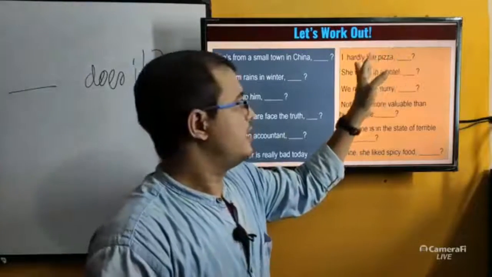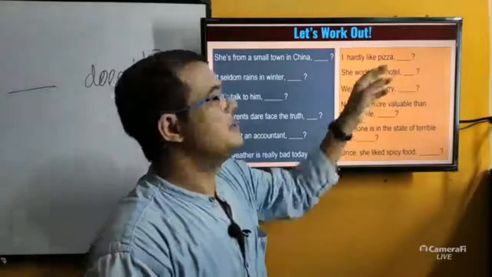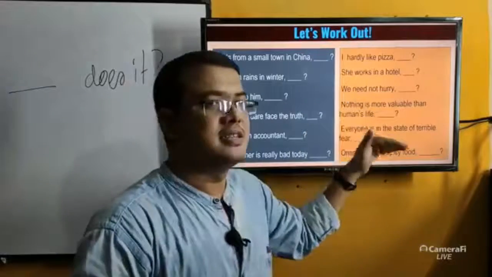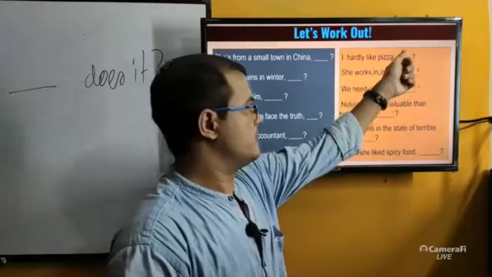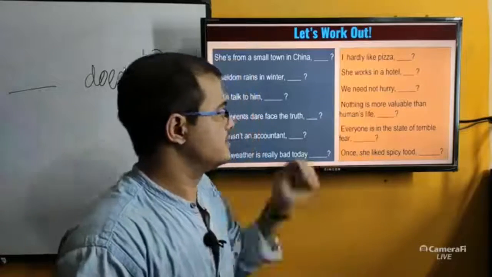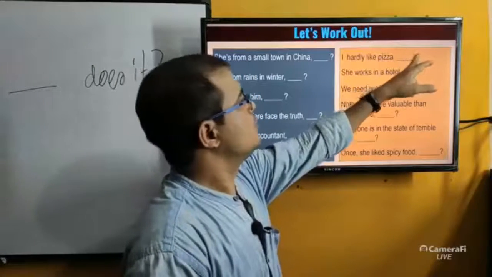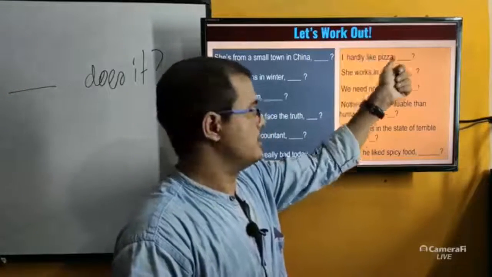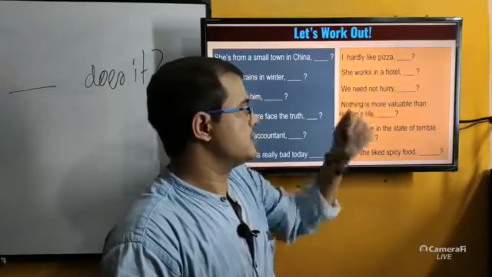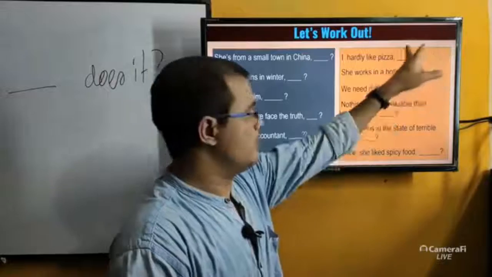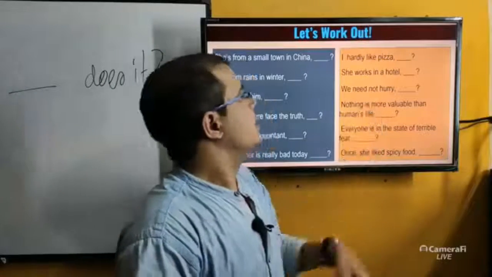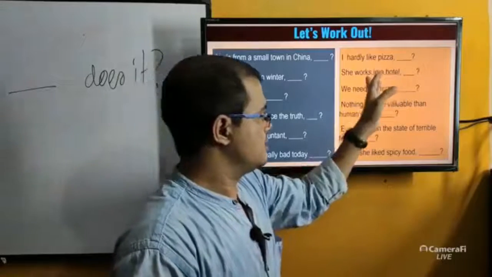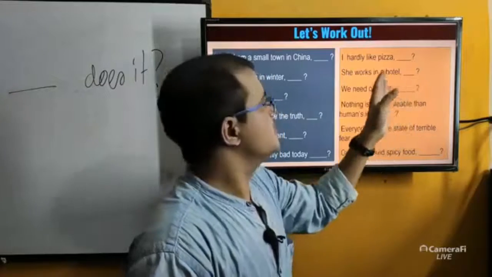Now here you see, I hardly like pizza. So hardly is a negative word, so it would be do I, because this is a present simple tense, যেহেতু সাবজেক্ট আছে do I. She works in a hotel is a present simple, so it won't be does she, it would be doesn't she.